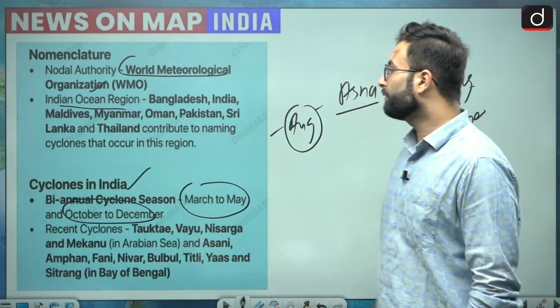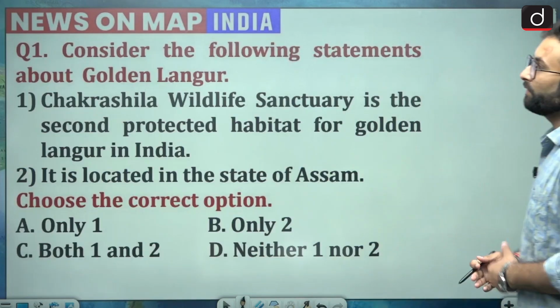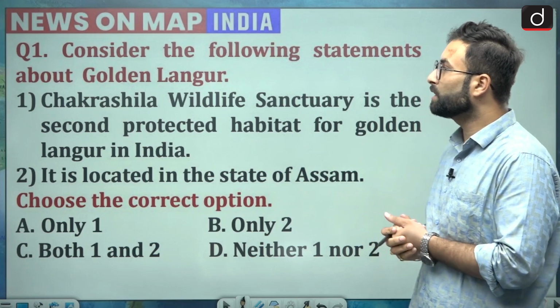Now, moving further to the first question of the day: consider the following statements about the golden langur.